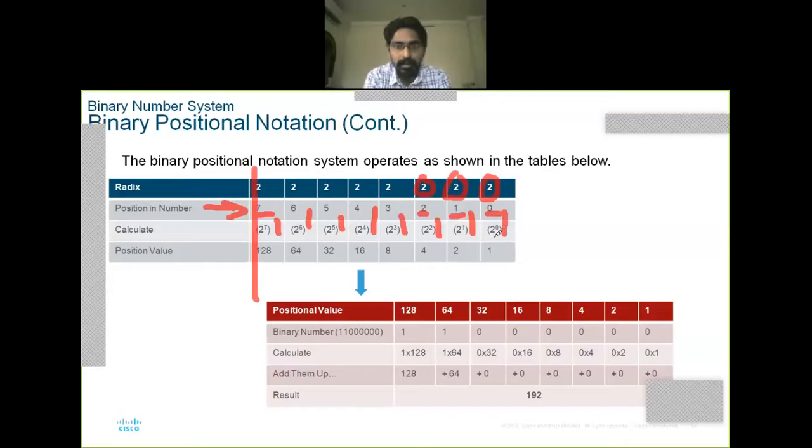What is the value of 2 to the power of 0? 1. 2 to the power of 1, 2. Next, 2 squared is 4. 2 cubed is 8. 2 to the power of 4, 16. 2 to the power of 5, 32. 2 to the power of 6, 64. 2 to the power of 7, 128. So this is the format for obtaining position values with the radix for a binary number.